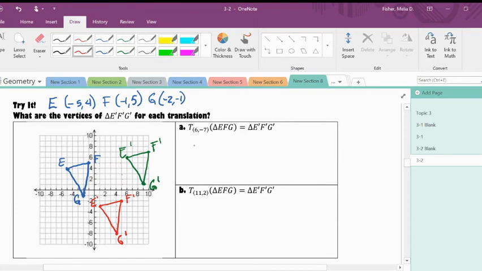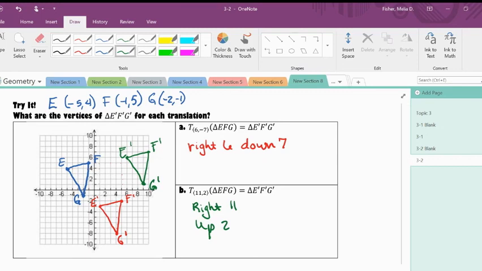This one we were moving right 6 and down 7 because of the -7. So that gave us the red shape there. And then on this one we went right 11 and up 2, and that's the green shape. That's where you should have gotten those. So double check your answer. It actually asked also for the vertices of each one.